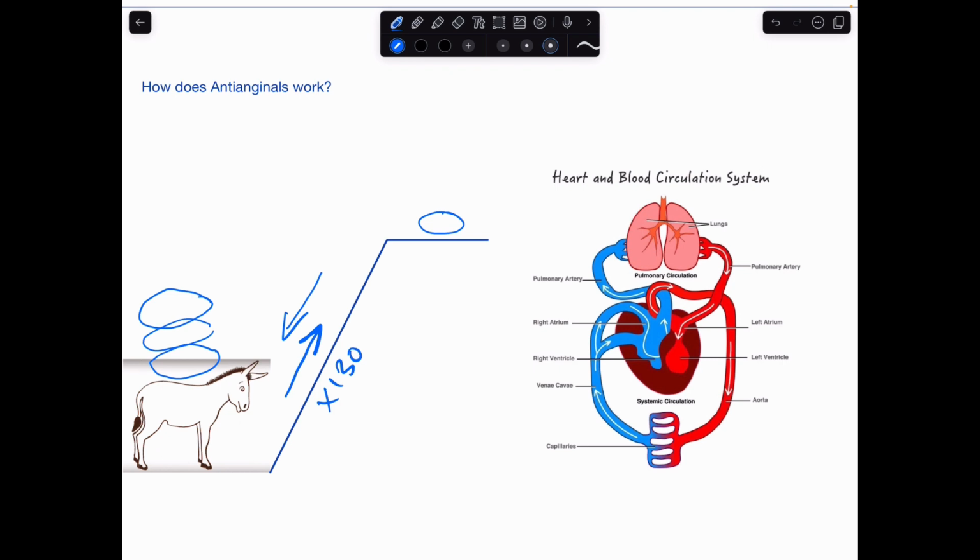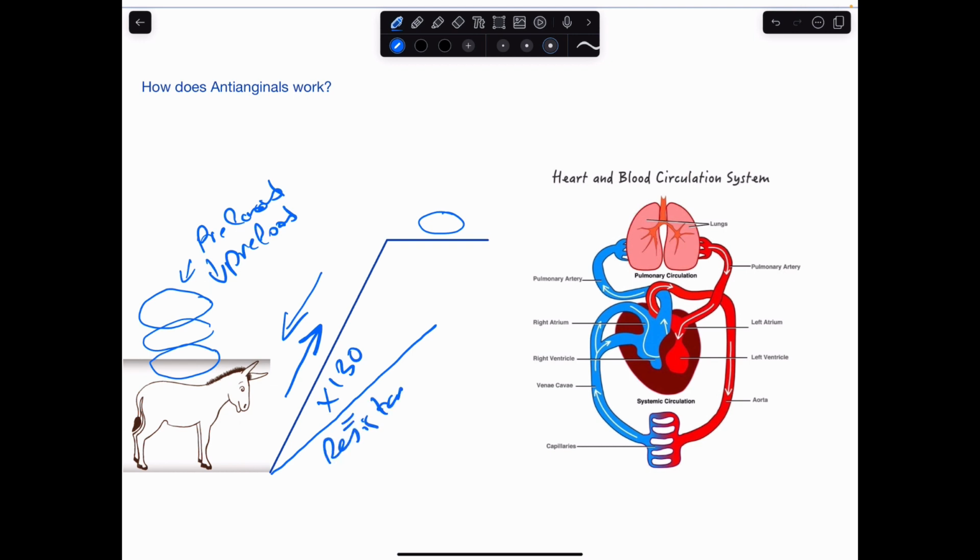So the first factor that we need to look at is the preload, which is the weights that he's carrying. The less the weights, the easier it is for the donkey to go uphill. And then the next thing that we're going to talk about is the slope. Let's say that this slope is less. This slope represents resistance, which is afterload. So if you decrease the resistance or make it more flat, it's going to be easier for the donkey.